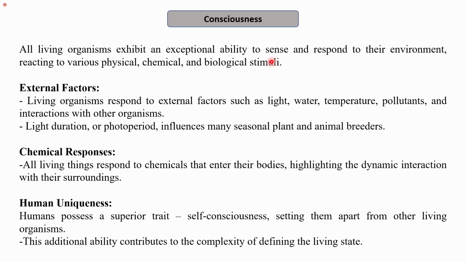We can respond to external factors. Living organisms respond to external factors such as light, water, temperature, pollutants, and interaction with other organisms. We know that there are certain plants that move in the direction of light or away from the direction of light depending on their nature. Light duration, or photoperiod, influences many seasonal plant and animal breeders. Photoperiodism affects a lot of seasonal plants and animal breeders.